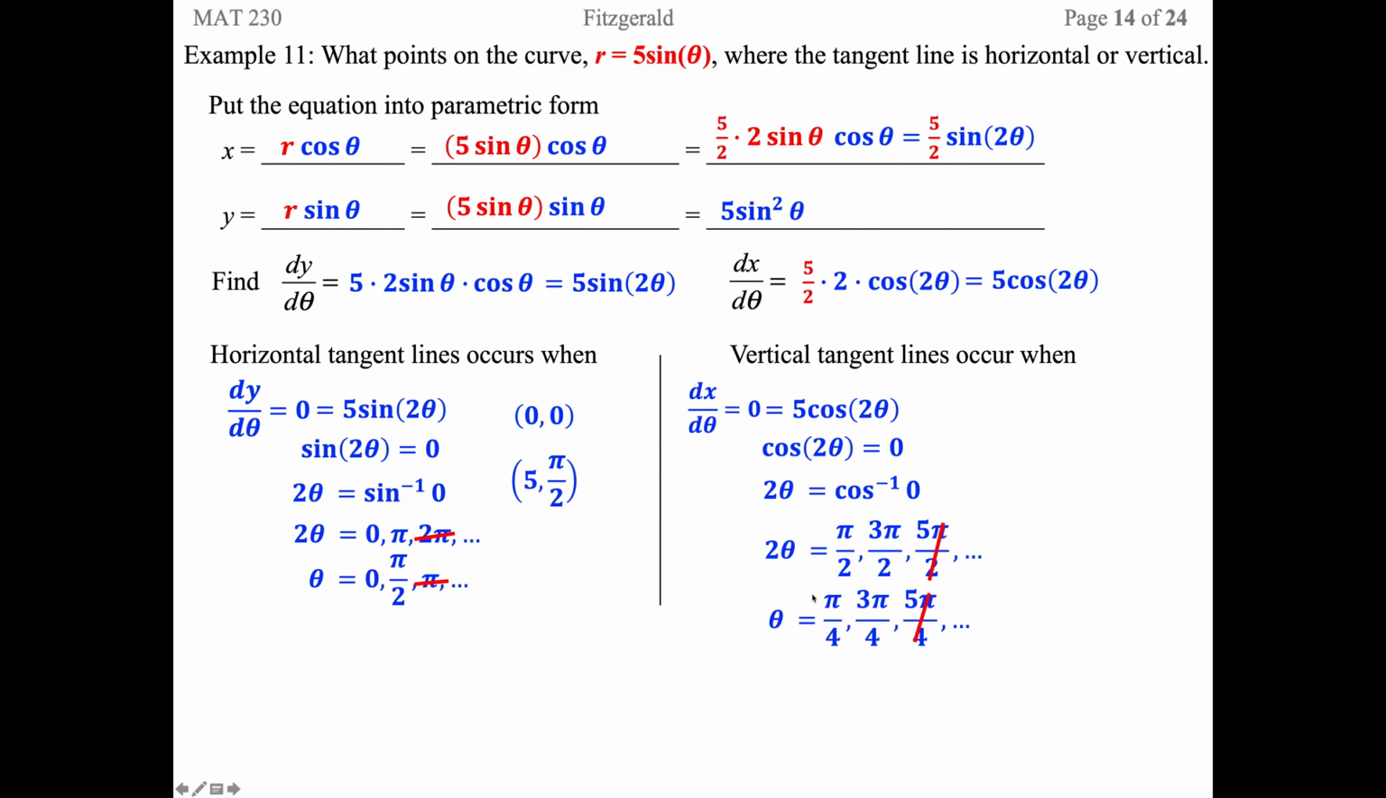So now, when theta is pi over 4, let's go up to r equals 5 sine of pi over 4. Sine of pi over 4 gives me radical 2 over 2, so my r is 5 radical 2 over 2, comma pi over 4. And 3 pi over 4 puts me over in quadrant 2, and that's still going to be radical 2 over 2. So 5 radical 2 over 2, comma 3 pi over 4. So these are the points. I have a horizontal tangent at 0, 0 and at 5, comma pi over 2. Vertical tangent at 5 radical 2 over 2, comma pi over 4, and 5 radical 2 over 2, comma 3 pi over 4.